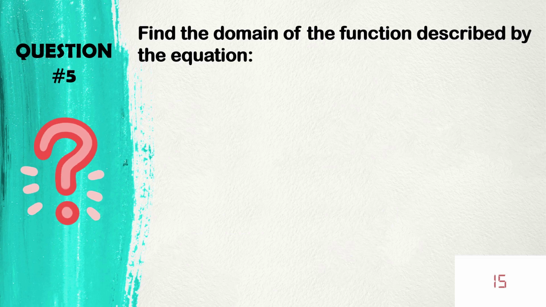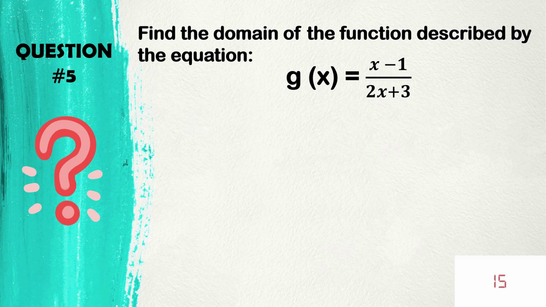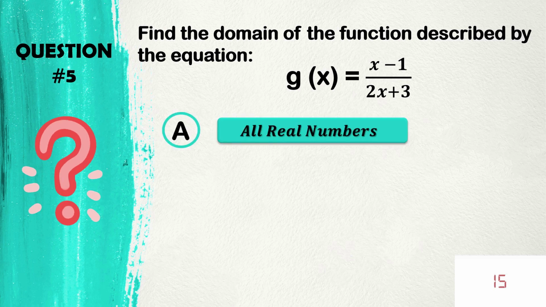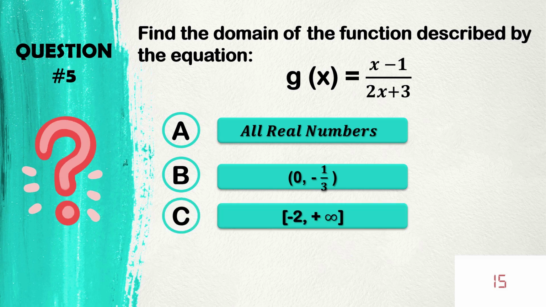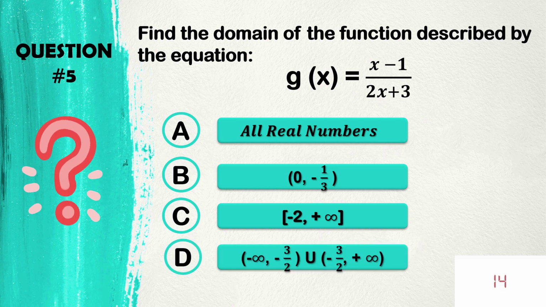Question number 5. Find the domain of the function described by the equation g of x is equal to x minus 1 over 2x plus 3. Letter A, the domain is all real numbers. Letter B, we have 0 and negative 1/3. Letter C, we have negative 2 to positive infinity. And letter D, we have negative infinity to negative 3/2 union with negative 3/2 to positive infinity. Alright, let's try to solve this problem.